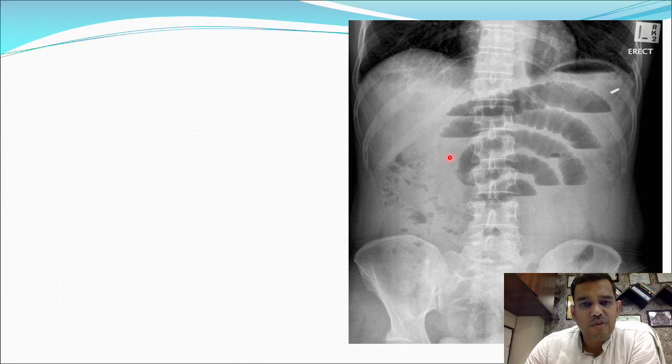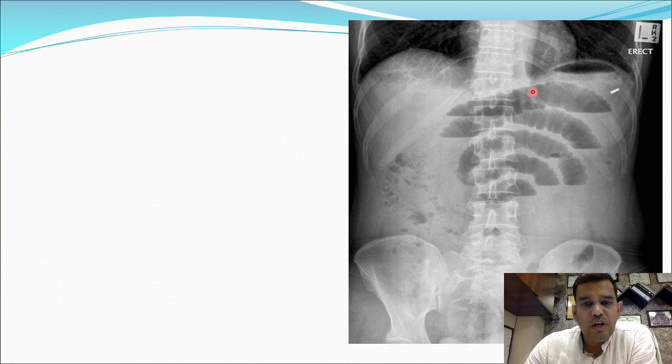So this is air fluid level, and it is showing some sort of pattern, that is step ladder pattern. One is here, then the next step, then you have a third step down, then again a step. This is called typically a step ladder pattern that is seen in a distal ileal obstruction.